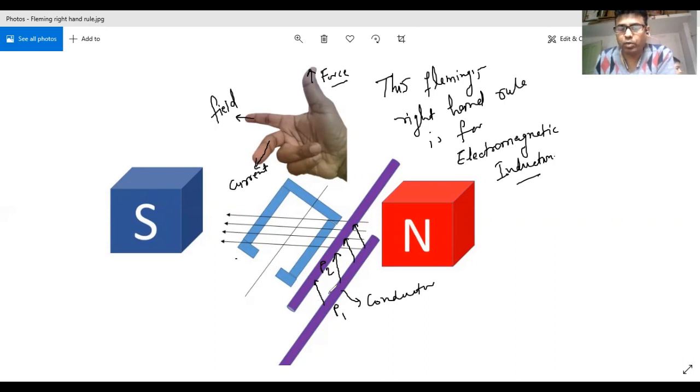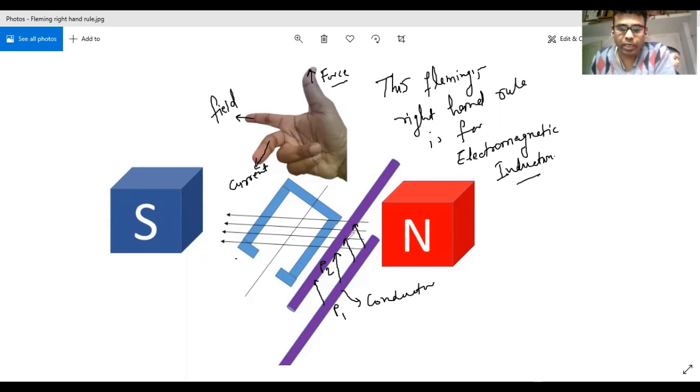So if you want to shift the position of a conductor, obviously it requires a force. You are applying a force in this direction, the direction of the thumb. So the thumb points toward the direction of force. The direction of force will be the direction of the motion of the conductor. This conductor is moving just upward, so the direction of force is this much.